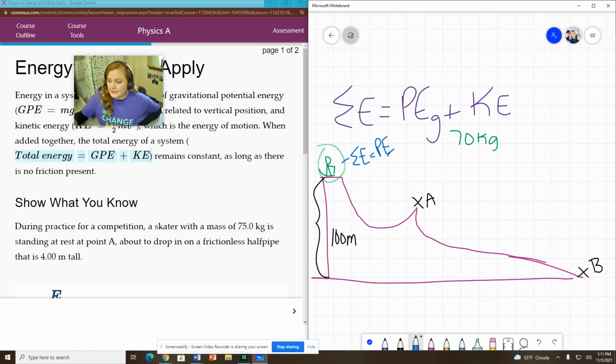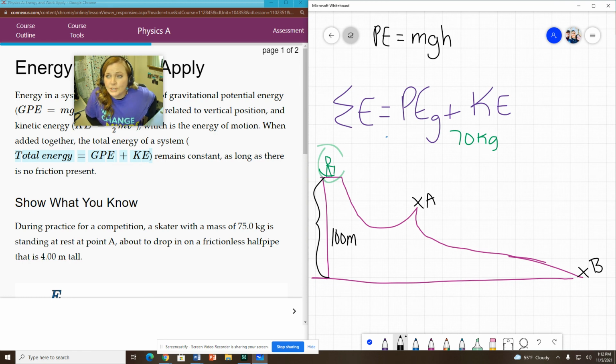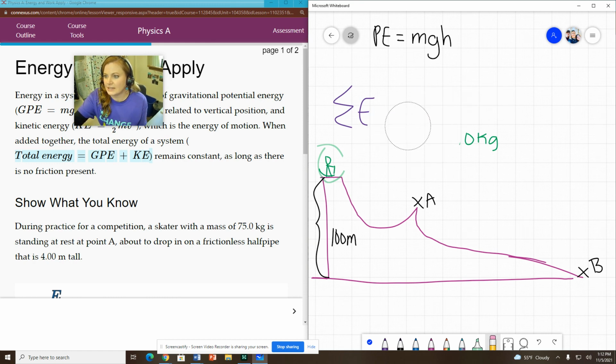Well, I can easily figure out potential energy because our formula for potential energy is equal to mass times gravitational acceleration times height, right? And I know all three of those variables. Gravitational acceleration is always 9.8 meters per second squared. We know the mass and we know the height. So I'm just going to get rid of this for now, just to get it out of the way. And we'll put the mass of our skier down here just so that we have more space.